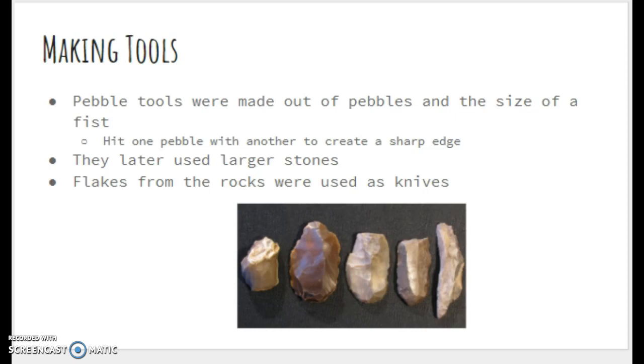To make them, the tool maker would hit one pebble with another, and that way you could chip it down and get a sharp edge. Sometimes the chips that came off were large enough you could use them as knives to cut meat or to cut into fur. And then later on they started making some bigger tools from larger rocks as well.